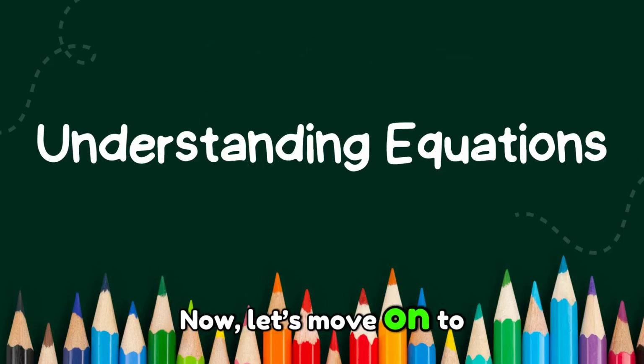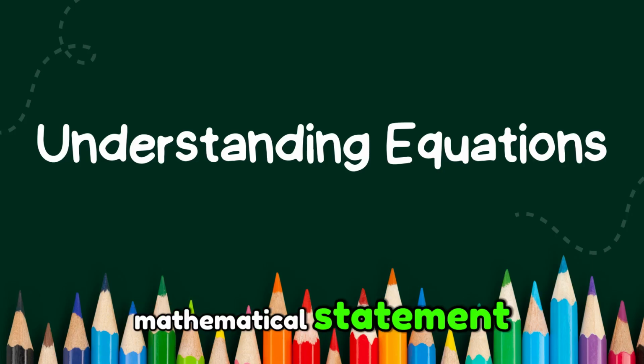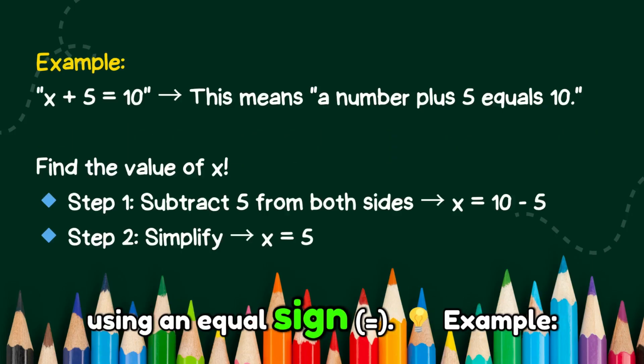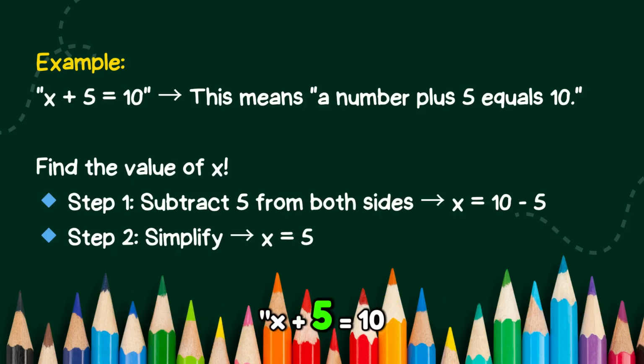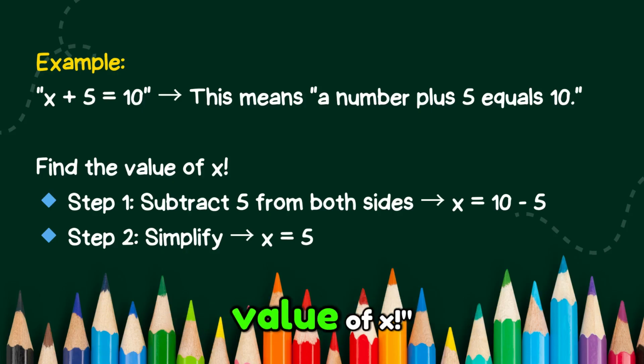Now, let's move on to equations. An equation is simply a mathematical statement that shows two expressions are equal using an equal sign. Example, x plus 5 equals 10: this means a number plus 5 equals 10. Our job is to find the value of x.